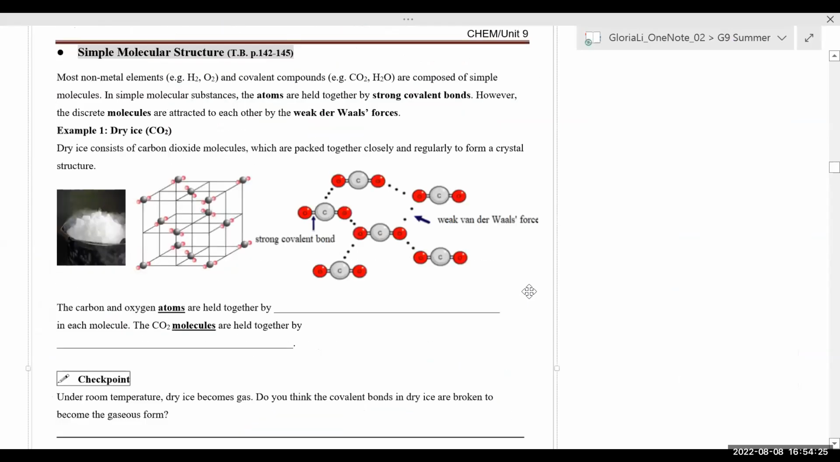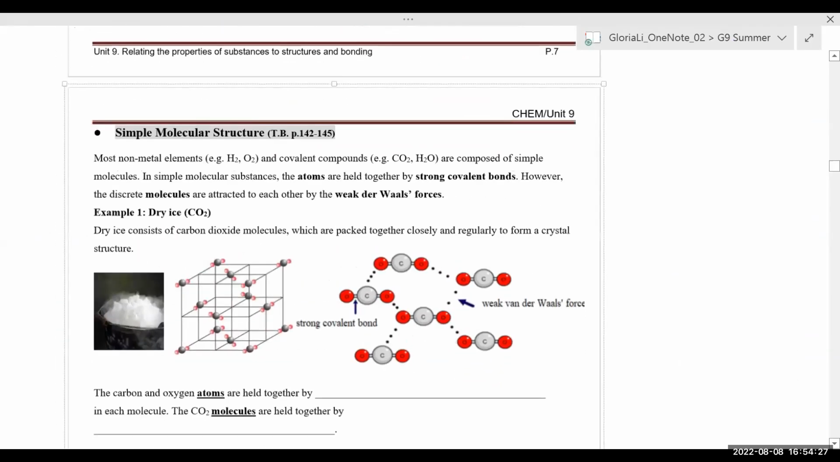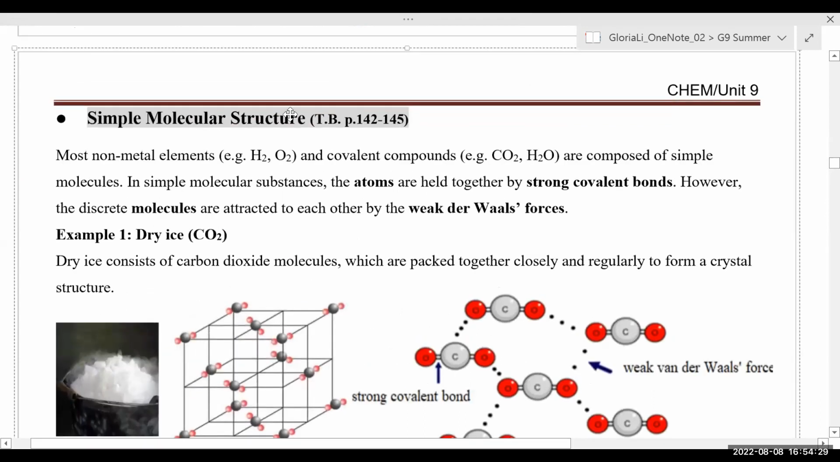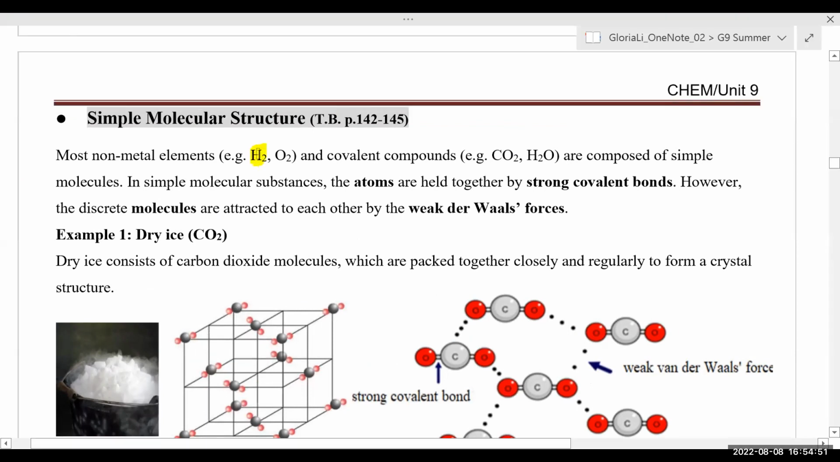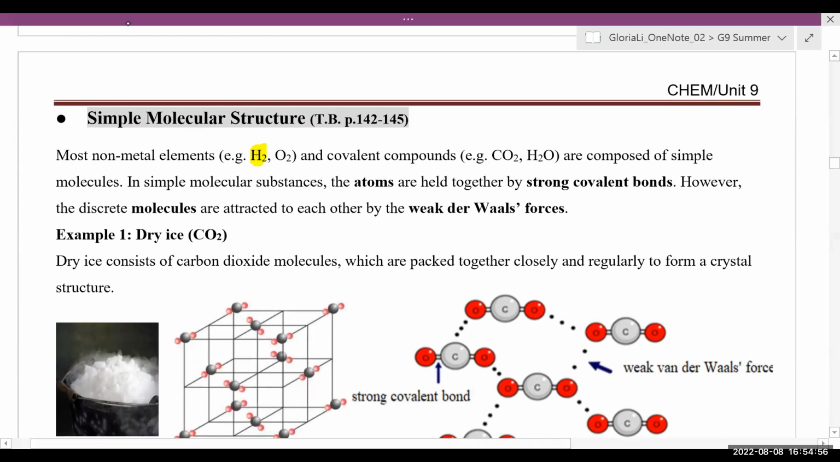And now turn to page 8. Simple molecular structure. In grade 9, we learn about ionic bond and covalent bond. So ionic bond is formed between a metal and a non-metal, right? But for covalent bond, it will form between two non-metal atoms. For example, when there are two hydrogen atoms, they bond to each other with covalent bond.